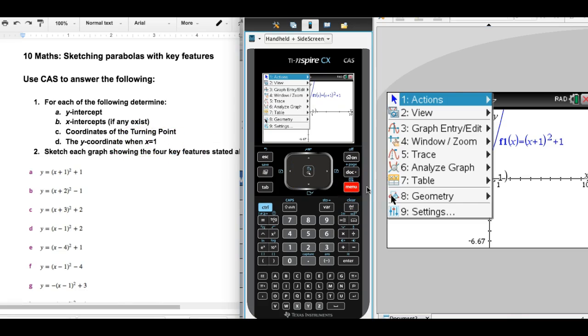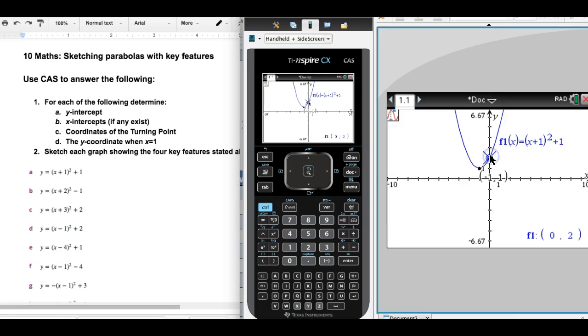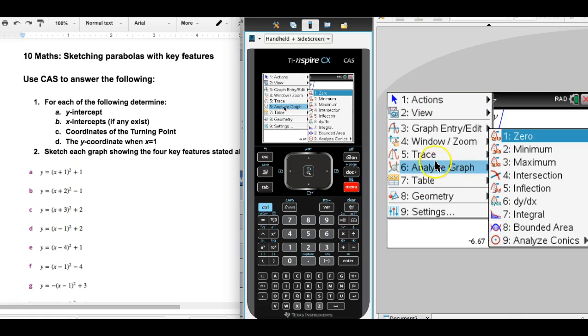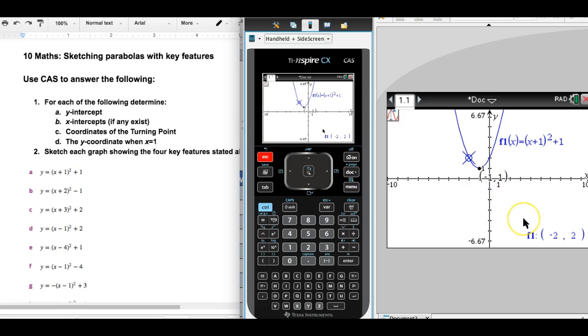Okay, so let's just go to menu. Trying to remember how to do this. I think graph trace, and we can just type in 1. And you can see down the bottom here, it's done the point for you. Let's see if I can just put in another point. So let's try -2. Okay, so graph trace, trace, graph trace, and it'll just allow you to put in any value you like.